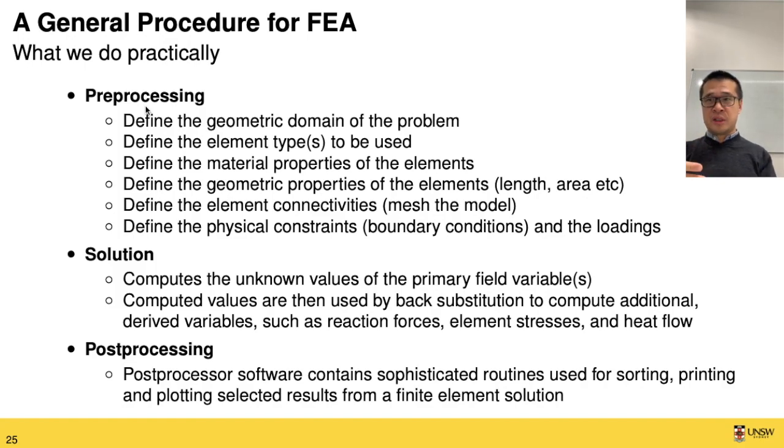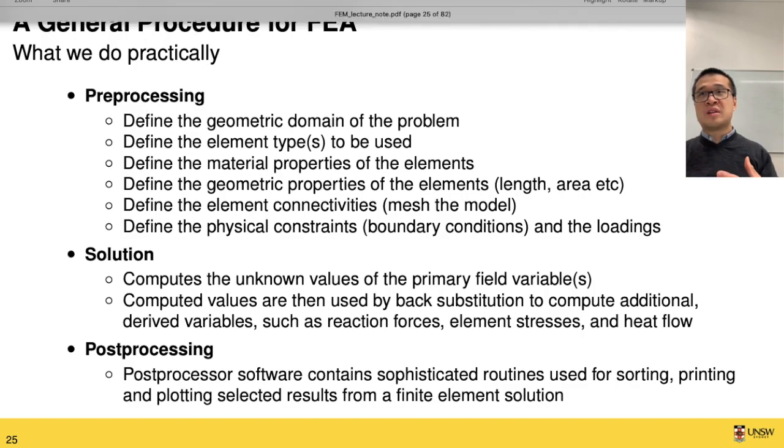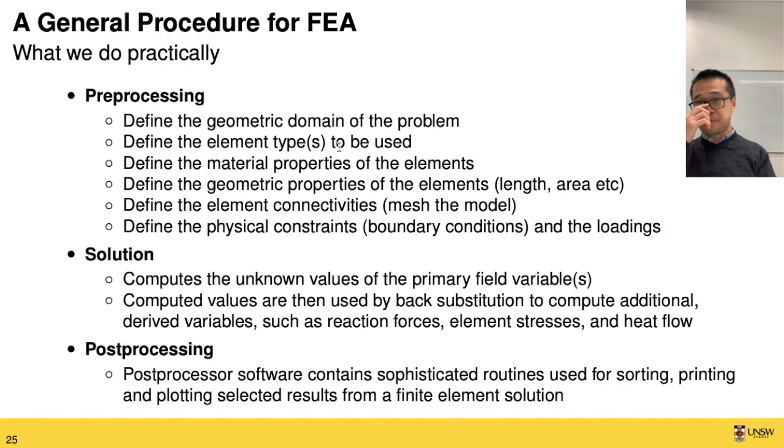And once you know the values of the primary field variables, you can do back substitution. Put these values back into the equations, and then you can work out the derived variables, such as forces and the stress on individual elements. If you are modeling heat, you can understand how the heat flows, etc. Those are the associated information that we want to know.